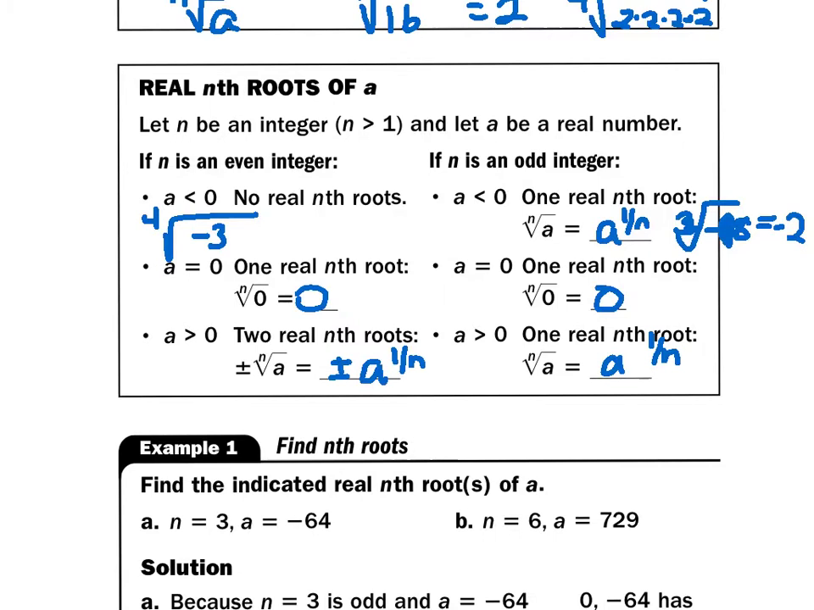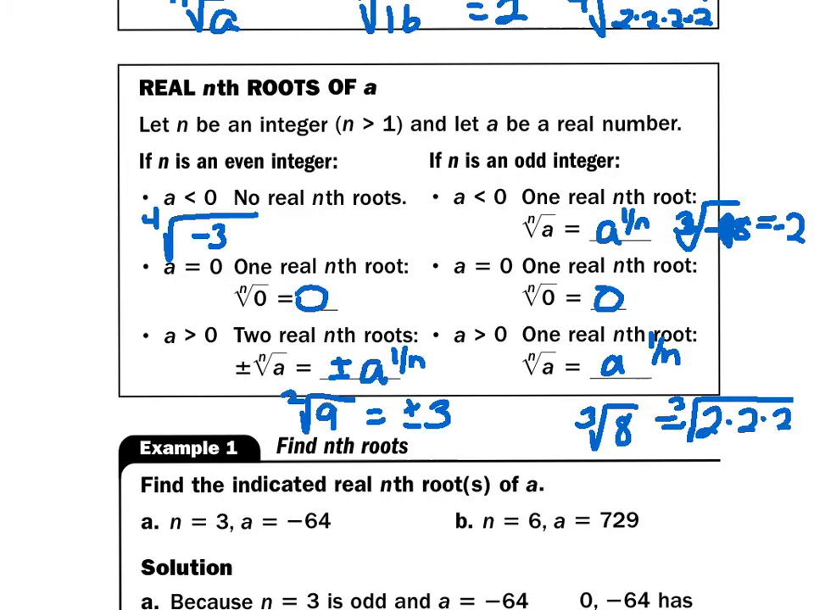So if we have the cubic root of 8, it can't be negative 2. It has to be positive 2. Right? But if we have the square root of 9, then we can have plus and minus 3. Okay? Because it's a square. Even integers have to have that plus and minus there.